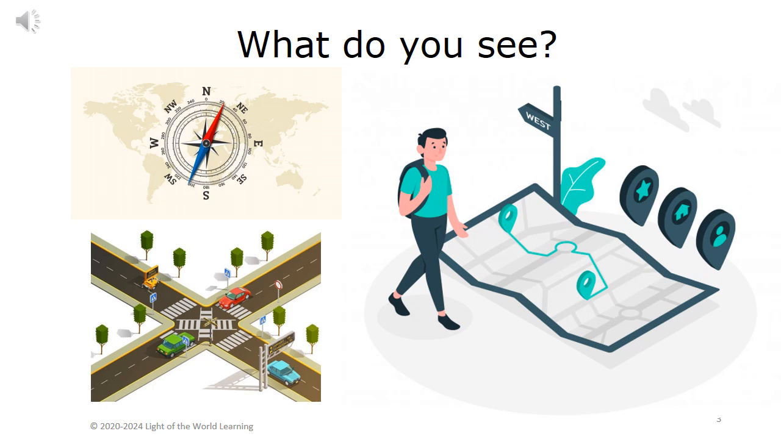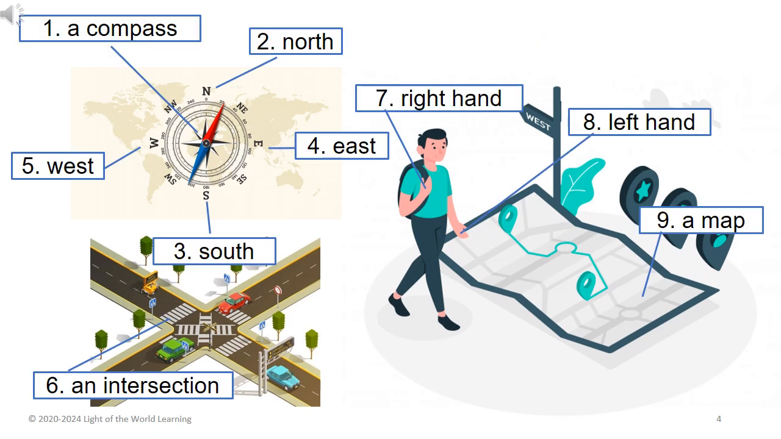What do you see? 1. A compass. 2. North. 3. South. 4. East. 5. West. 6. An intersection. 7. Right hand. 8. Left hand. 9. A map.